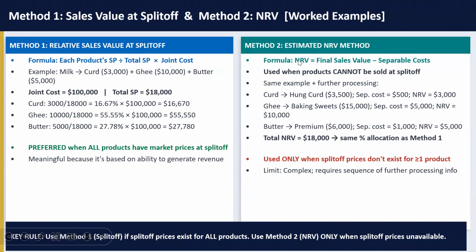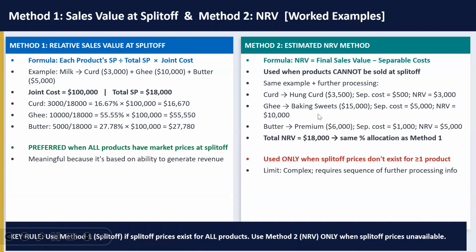Then next up, we have the estimated NRV method. Now, assume you are converting. What is this NRV? When do we get this NRV? When we further process our joint products. Only then will we get our final sales value. So final sales value minus our further processing costs, we will have to calculate. Assume curd is further processed into hung curd, and here we are getting the final sales value as 3,500. And the separable cost, or the further processing cost, is $500. Then the NRV will be 3,500 minus 500, which is 3,000. This is how we calculate NRV: final sales value minus further processing cost, you will get NRV.